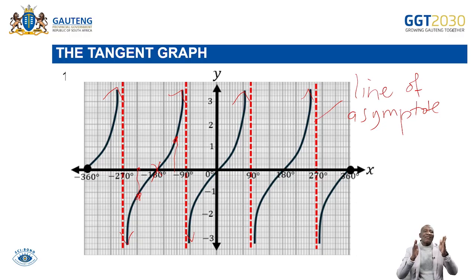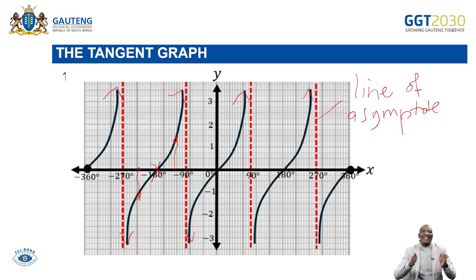So between negative 360 and 360, there are 4 lines of asymptotes on a standard tangent graph. You will find one at negative 270, the next one is at negative 90, the next one is at 90, and the last one is at 270.